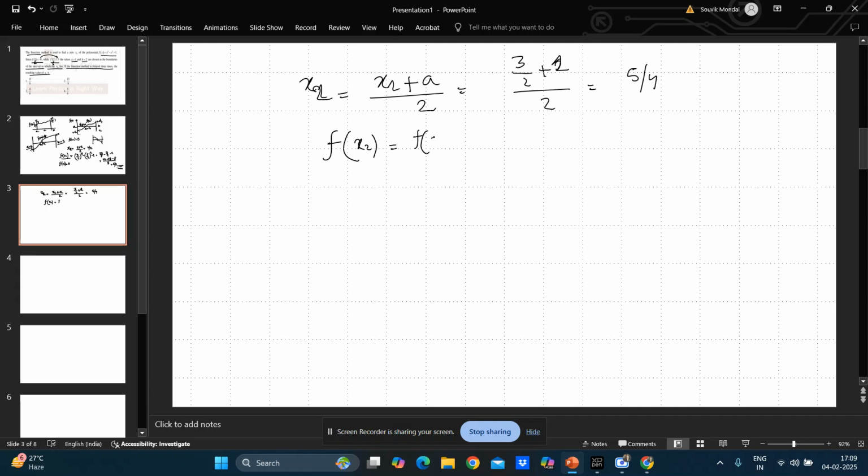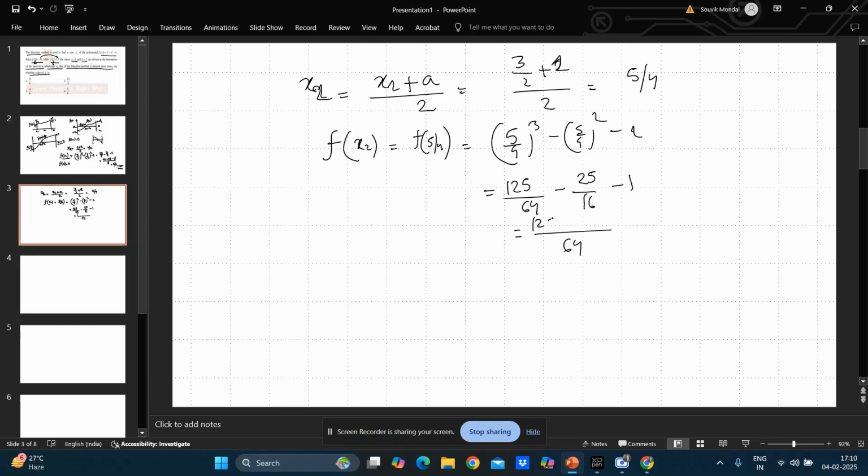So (5/4)^3 minus (5/4)^2 minus 1 is equal to 125/64 minus 25/16 minus 1. Okay, so it is (125 minus 100 minus 64)/64, and 25 minus 64 is minus 39, so this is minus 39/64. So it is a negative value.